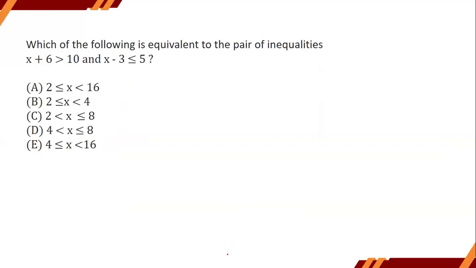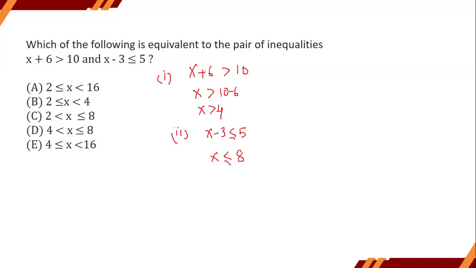Now we have the other question here. Which of the following is equivalent to the pair of inequalities? What are the inequalities we have? x plus 6 is greater than 10. With this, we get x is greater than 10 minus 6, so x is greater than 4. Now, let's take the second inequality: x minus 3 is less than or equal to 5. With this, we have x is less than or equal to 5 plus 3, that is 8.